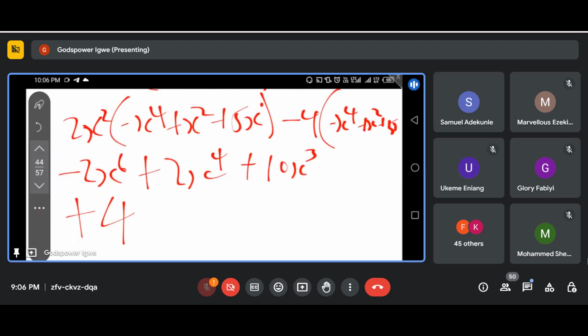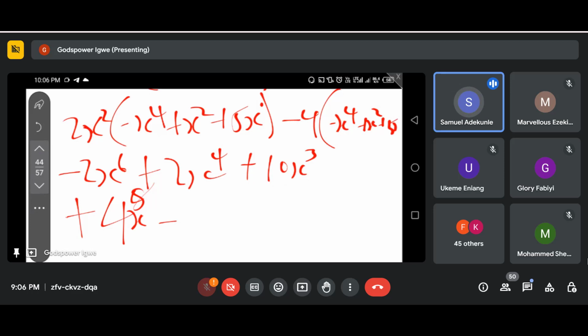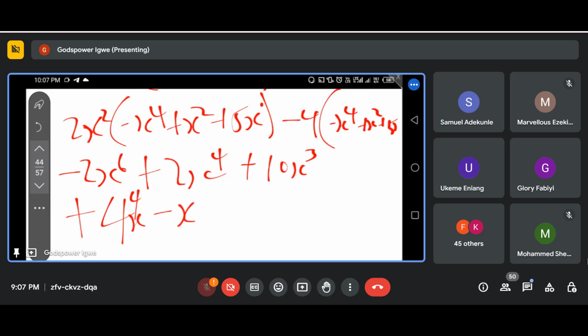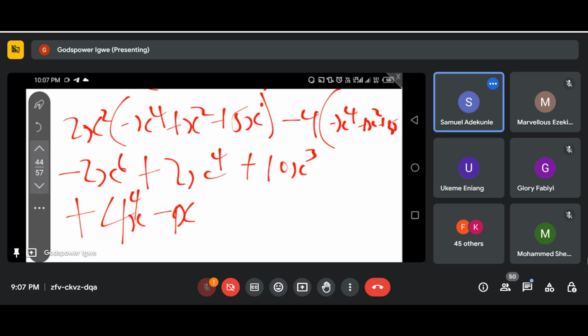So 4 plus 4 is going to give us 8. Then I didn't even put the x. Then minus 4 times the 4 there is going to give us minus 4x raised to power 4. It should be plus 4x raised to power 4. So this is minus 4x squared.